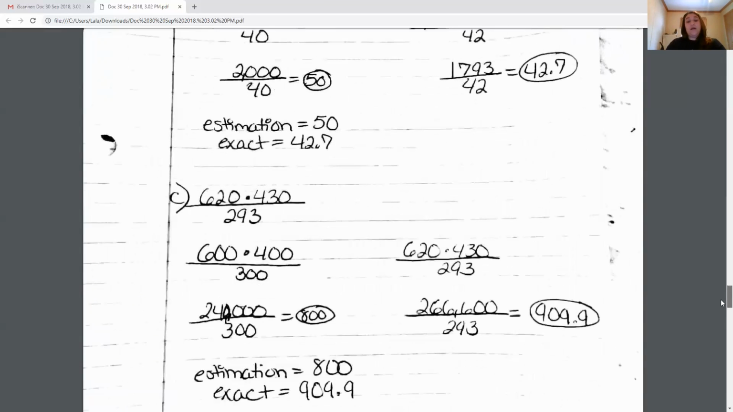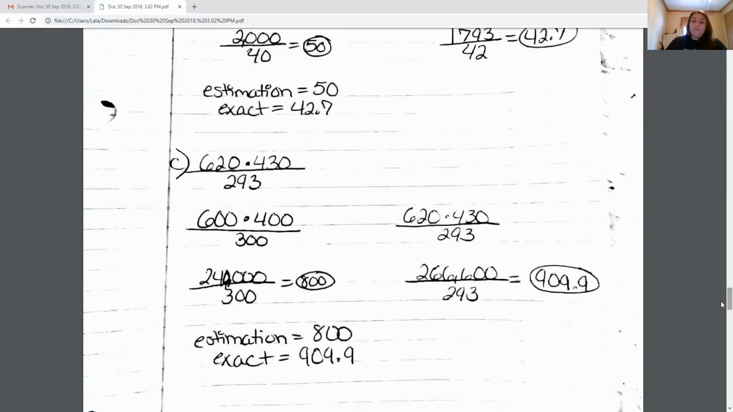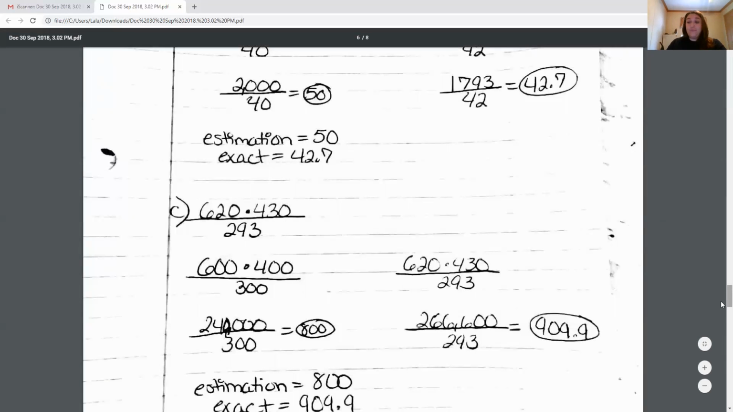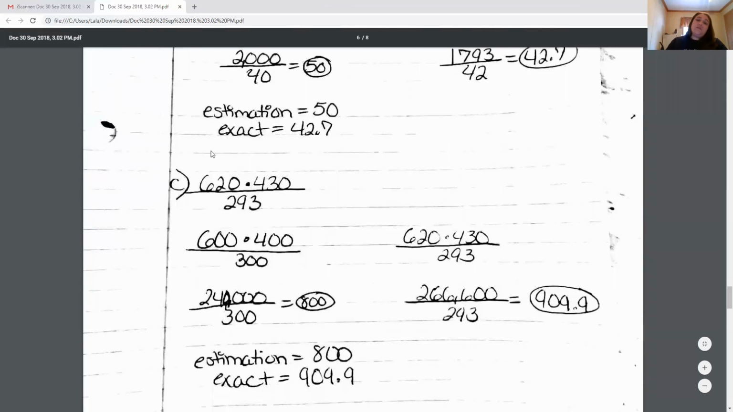We'll work one more to make sure you guys are actually getting the hang of this. Now we're just multiplying and dividing on this one, so this should be pretty easy. So our original problem is 620 times 430 divided by 293. So to do our estimation first, 620 is going to get lowered down to 600. 430 is going to get rounded down to 400. And 293, of course, will be rounded up to 300. So we'll do 600 times 400 gives us 240,000 divided by 300 gives us a total of 800.